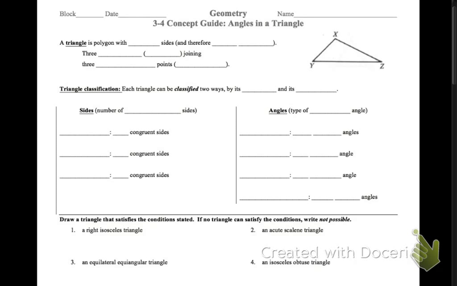Alright, hello everybody. Today's lesson is going to be about the angles of a triangle. You probably know some things about a triangle already, but there's lots of things you probably don't know as well.